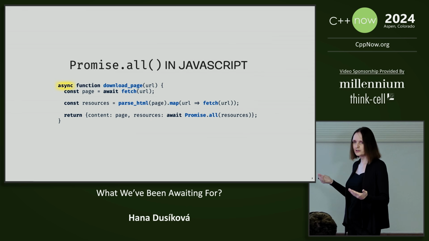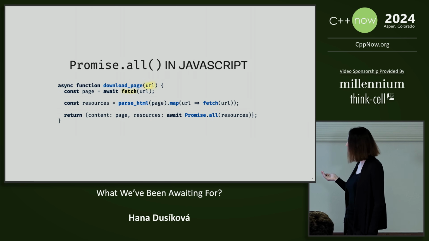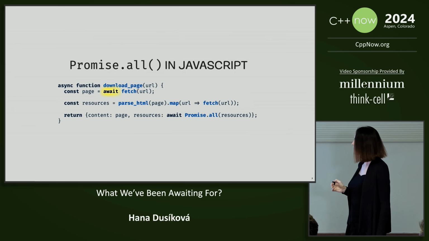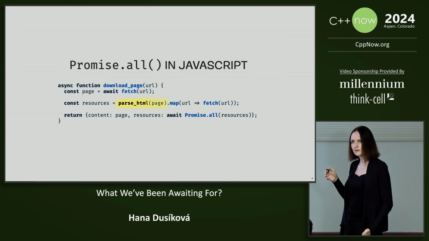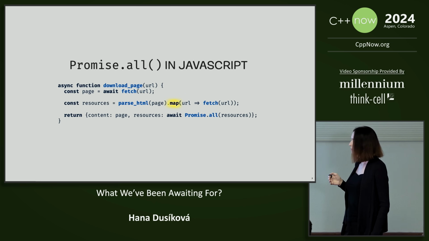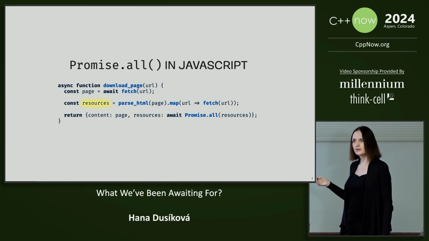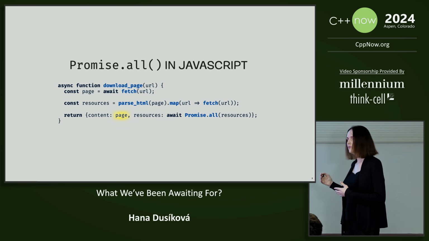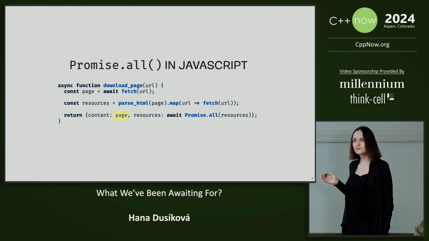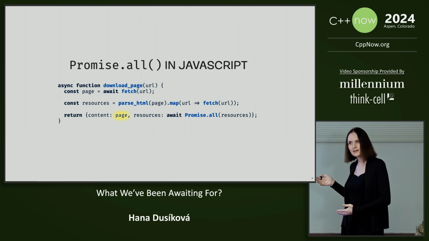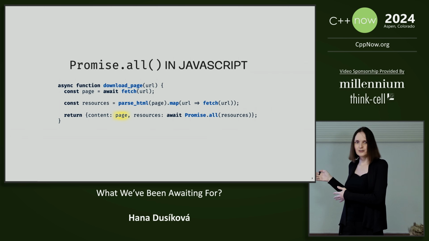So you have an async function, you download the page by the URL, you fetch its content, await on the content, store it somewhere, then you parse it, and this function gives you a list of resources, like URL resources from it. Then you use the map function to transform the URLs into promises, store them in the resources, take all the promises and wrap them into one big promise and wait for everything to download. Then you provide the content of the page and all the resources as an object together. It's just four lines of code, and it does it nicely. You can read it, and even if you never did JavaScript, you probably understand what's happening.